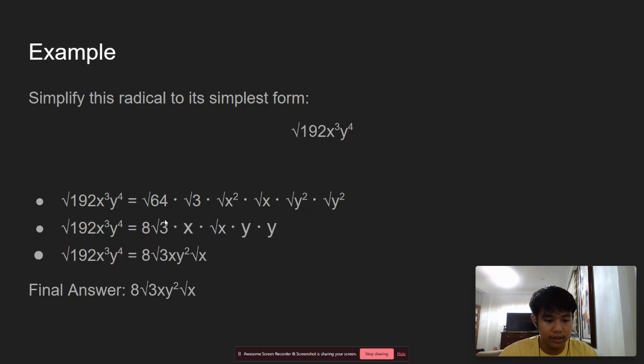After doing so, we just multiply all these together, which will give us 8 square root of 3 xy squared square root of x. See that 8 square root of 3 is at the front. This is because this is its numerical coefficient, and then followed by the variables and square root of x. Your final answer will be 8 square root of 3 xy squared square root of x.